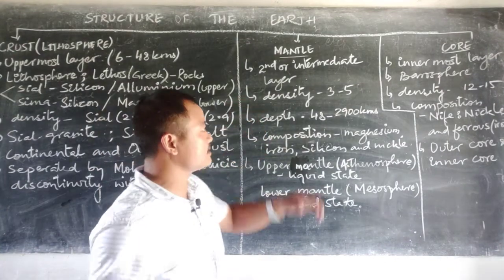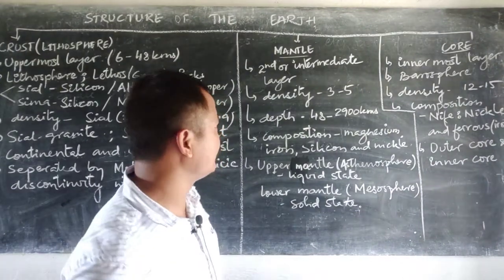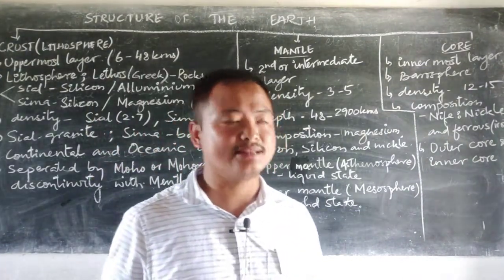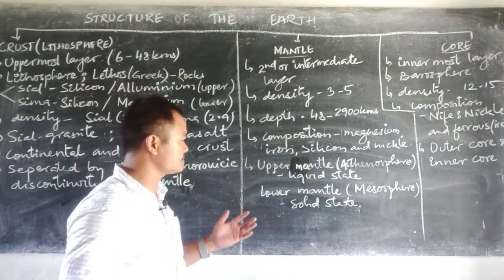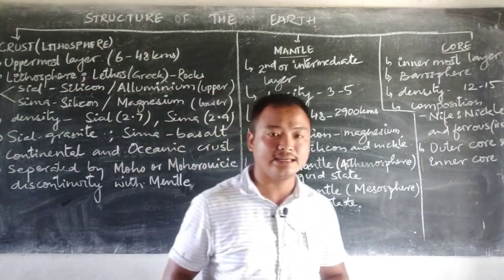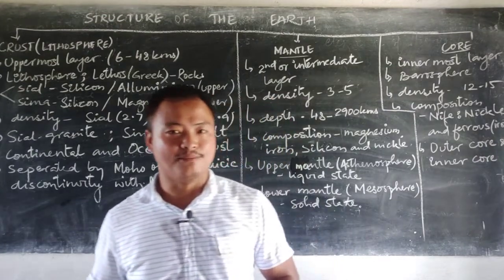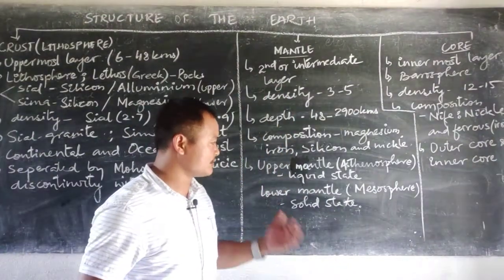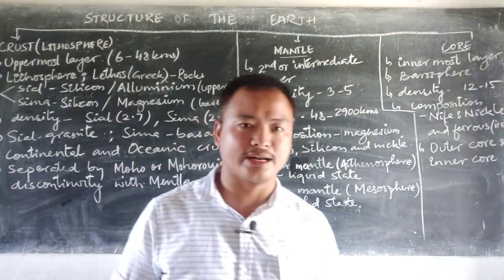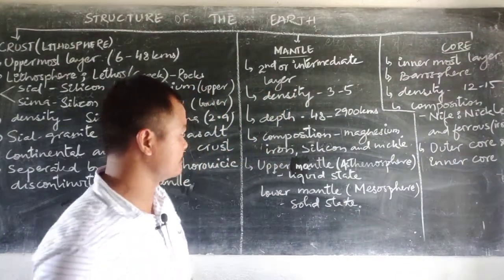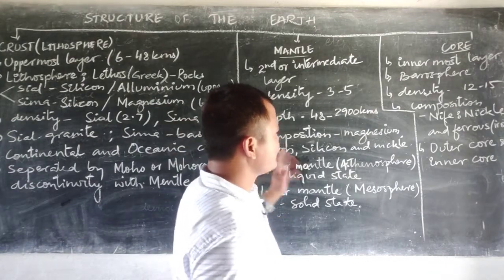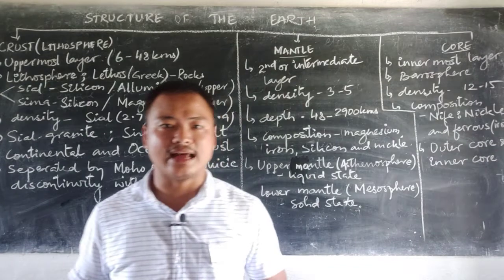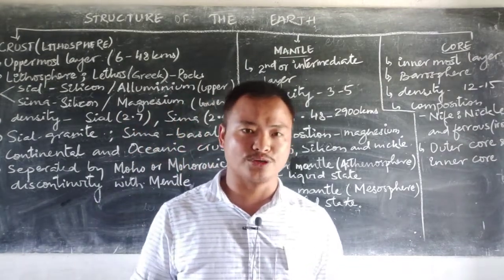Its density is approximately 3 to 5 and its depth extends until 2900 kilometers. The mantle is also separated into two layers, the upper mantle, which is mostly in liquid form and is known as asthenosphere, while the lower mantle, mesosphere, because of the overlying pressure and heavier materials, is mostly in the solid state. The mantle is mostly composed of magnesium and silicon, but there are also a few traces of nickel and iron, the heavier material, at the lower portion of the mantle.